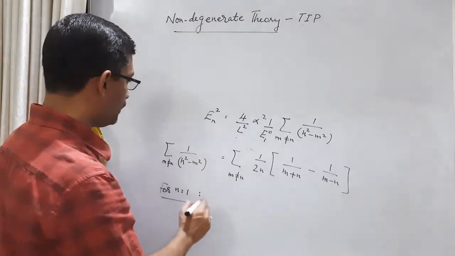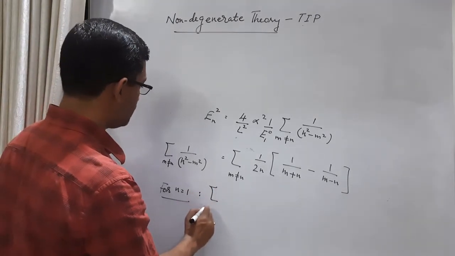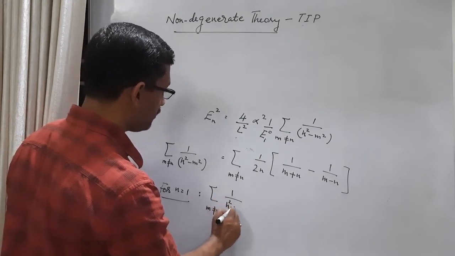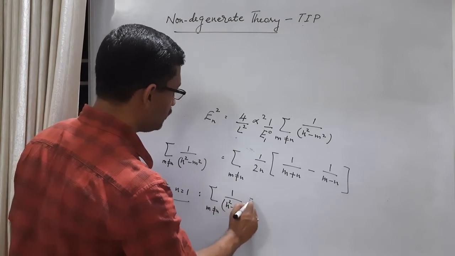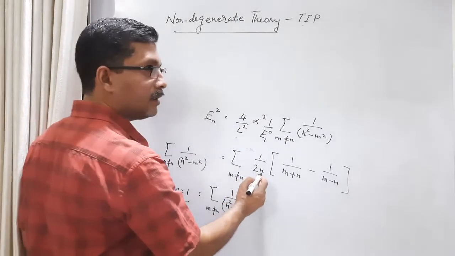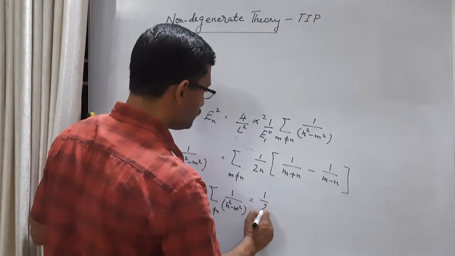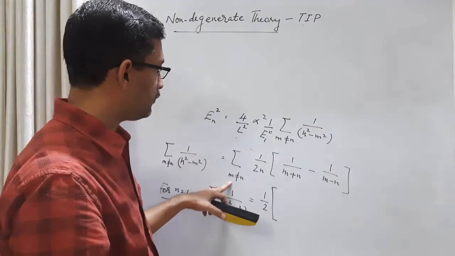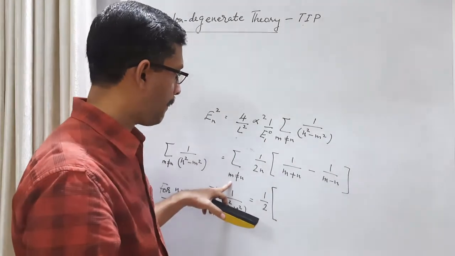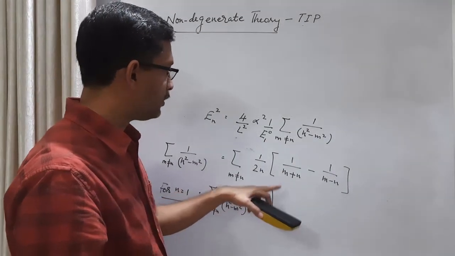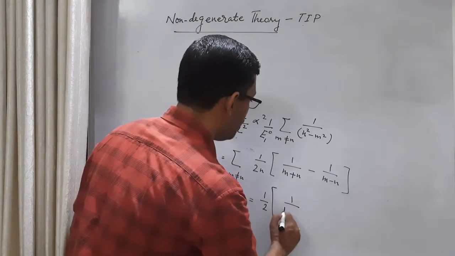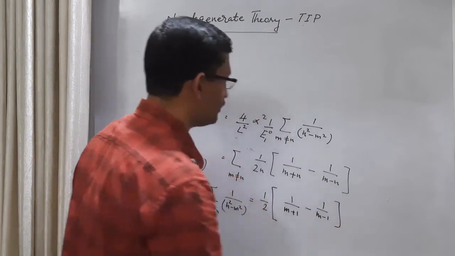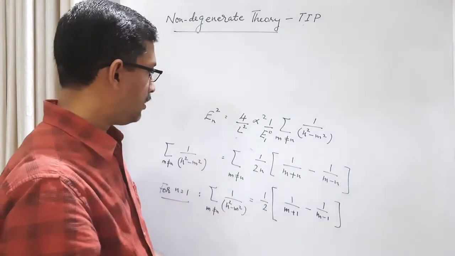For n equal to 1, this summation, that is the left hand side summation, m not equal to n, 1 by n square minus m square, this is equal to, you are putting n equal to 1, so 1 by 2 into, let us put the different values of m. So essentially what you get is 1 by 2 into 1 by m plus 1 minus 1 by m minus 1, right? I am choosing n equal to 1.